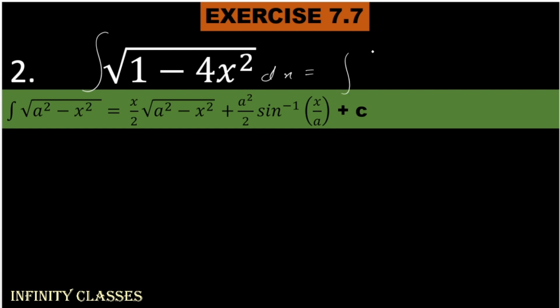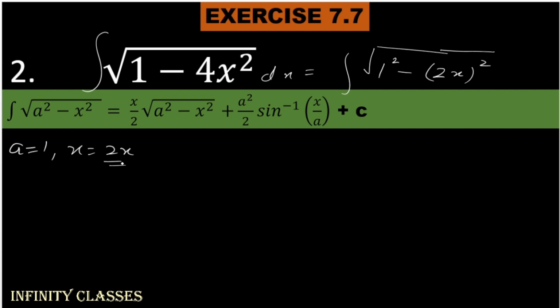So integration of root 1 minus 1 square, and we can write this as 2x whole square. Now on comparing, what is a? a is 1, and in place of x we have 2x. So we will replace x by 2x, but keep one thing in mind that we always divide by the coefficient of x. So here in this case the coefficient of x is 2.